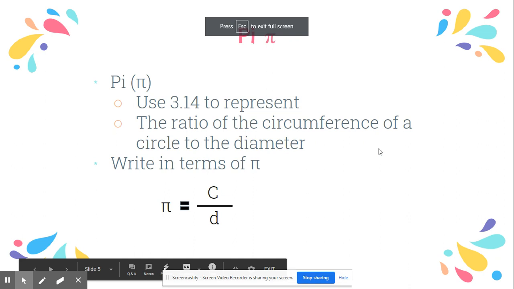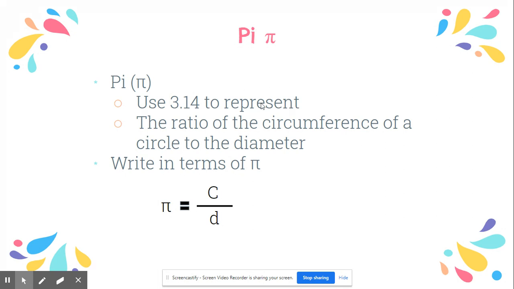Okay, guys, so today we're going to move on to the circles portion, and we're going to start just by talking about pi. Okay, what is it? How do I solve to write in terms of pi? Things like that. Okay, so this symbol right here, if you see that symbol, it looks like that, the two lines with the line on top.